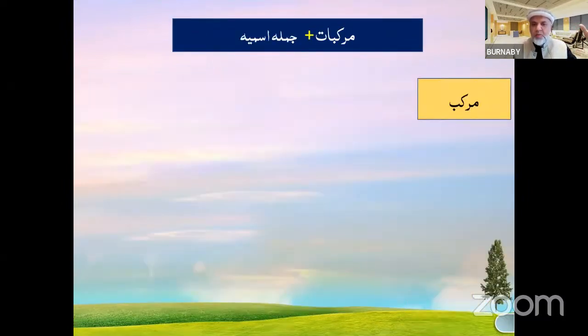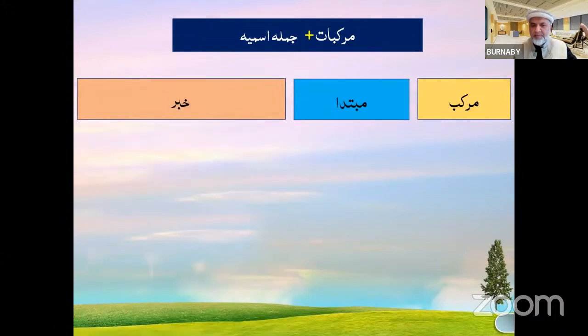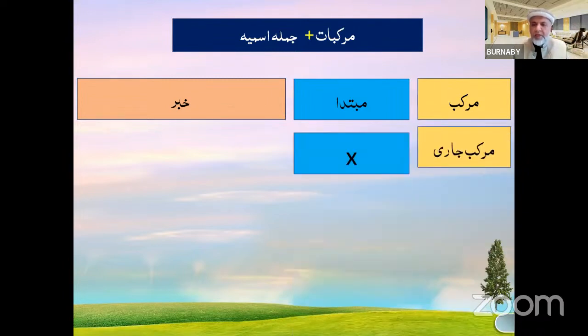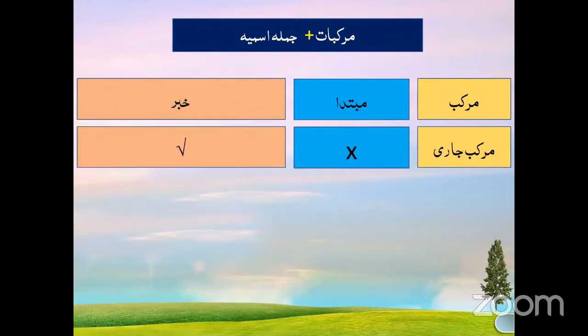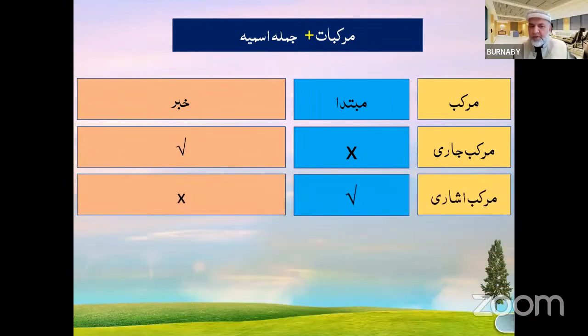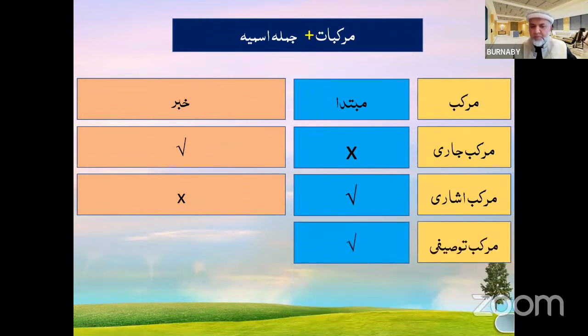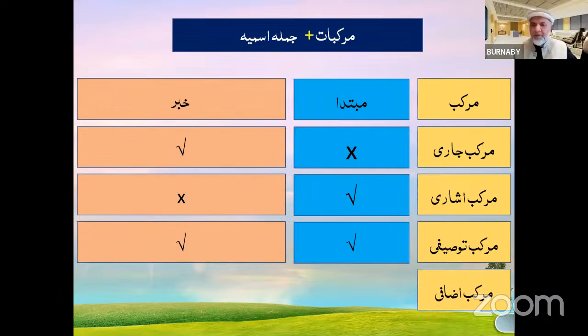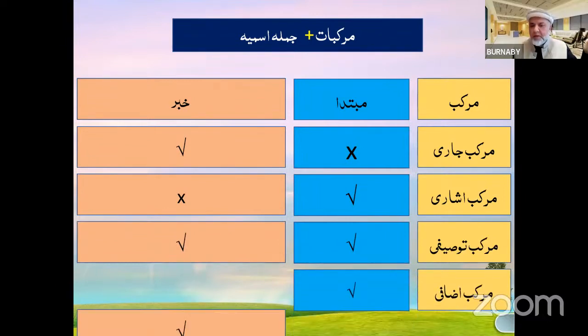And then how do we use these murakkabat in a sentence? In a sentence, we have mubtada and khabar, and we also have mutalliq khabar. But before Ramadan, we did not talk about the mutalliq khabar, so you don't see it here. Murakkab-e-jari can never be mubtada. We know that, right? But it can be a khabar. Murakkab-e-ishari can be a mubtada, but I'm not sure about the khabar, so we didn't talk too much about that. Murakkab Tawsifi can be both mubtada and khabar. Making sense? Murakkab Izafi, same. It can be mubtada or it can be khabar.